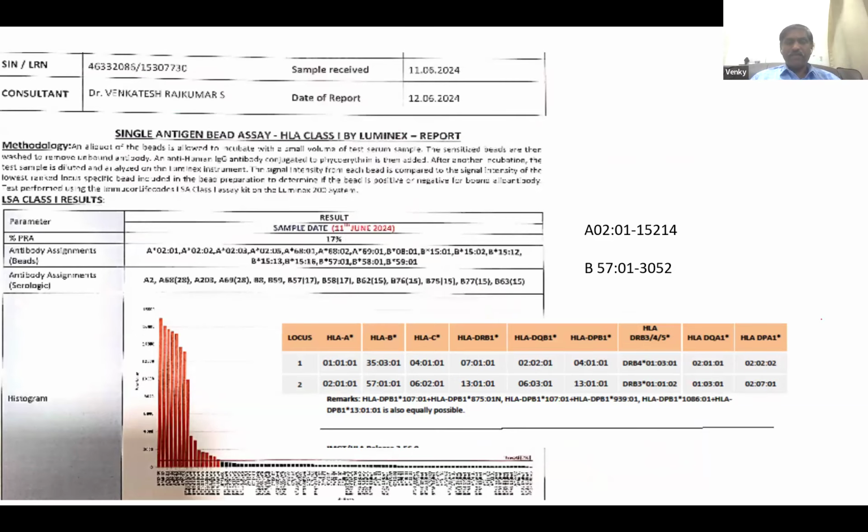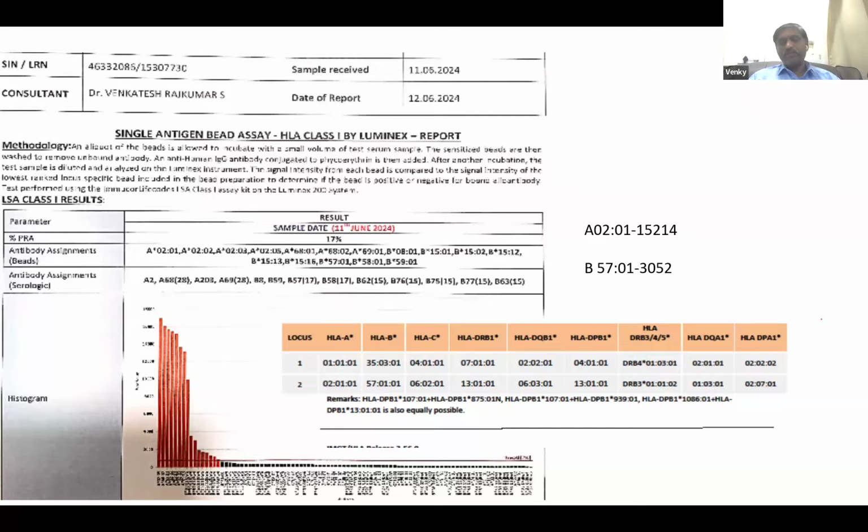So the DSA showed a PRA of around 17%. Here I have attached the donor HLA for reference. It was that class 2 DSA was negative. It was class 1 DSA which was positive. PRA was 17%. He had two donor-specific antibodies. At A0201, it was of the titers of 15,240, and in the B, it was 57.01, which was 3,052, which was the titer level at that time.